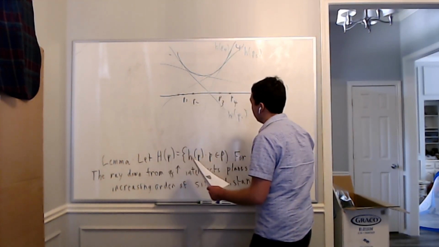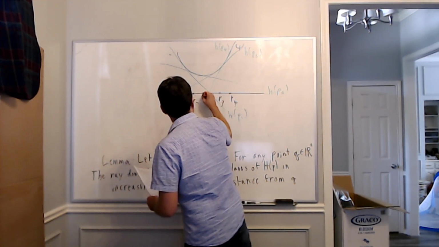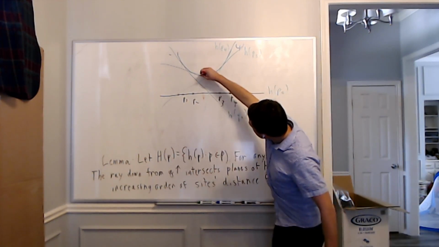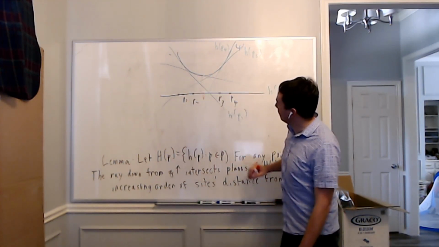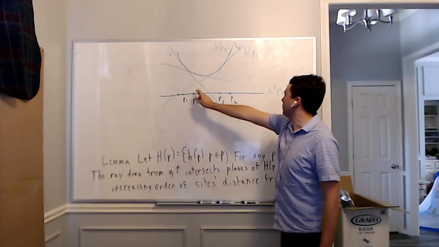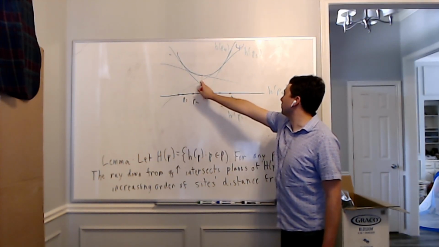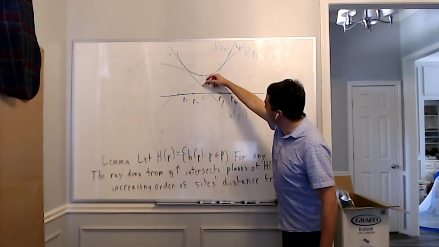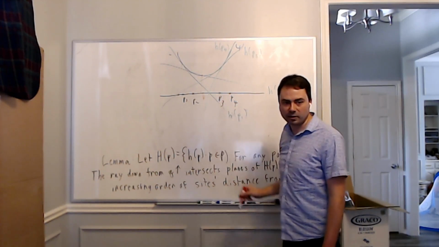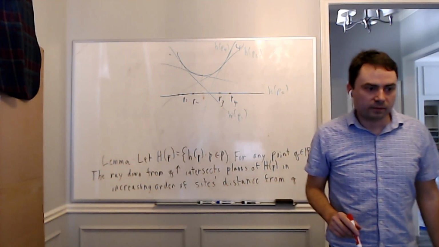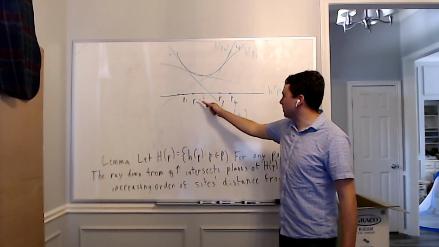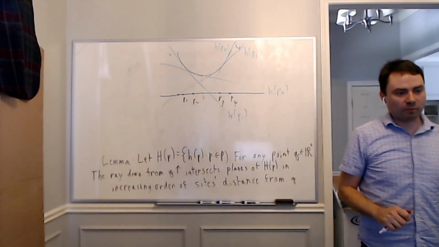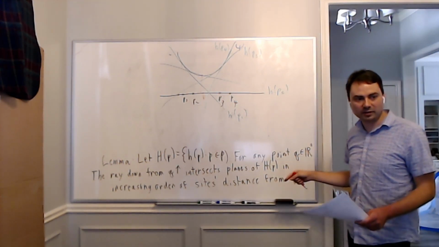And now I take any other point Q. So Q is right here, and I look at where Q lies on the parabola. As I work my way down, I'm going to hit H of P2 first, then H of P3, then H of P1, and then eventually H of P4. So P2 is the closest site, P3 is the next closest, P1 is the third closest, P4 is the fourth closest. So I'm running into them in increasing distance order from Q.